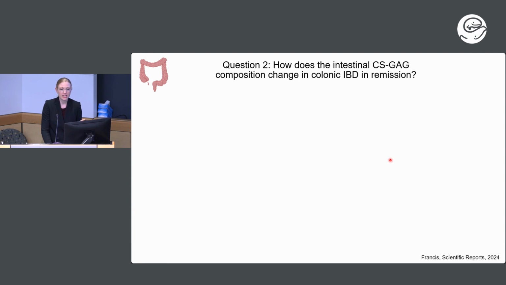Next, I wanted to see how the CS isomer composition might change in IBD that's being treated and is effectively in remission. This will help me know if the changes that I saw in active IBD are some underlying predisposition to the disease, or whether they're involved or at least modulated by the underlying disease process.